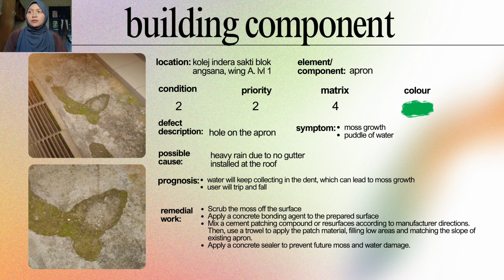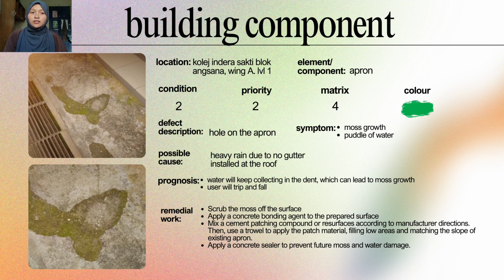The defect description is hole on the apron. The symptoms are moss growth and puddles of water. The possible cause is heavy rain due to no gutter installed at the roof. The prognosis is that water will keep collecting in the dent, which can lead to moss growth. Users will trip and fall.